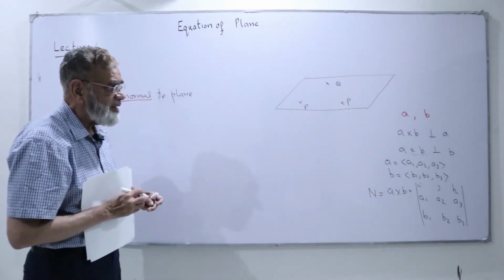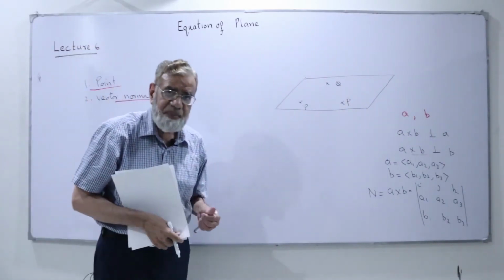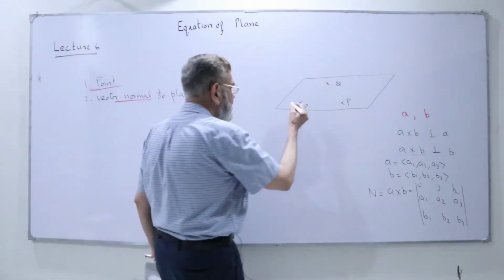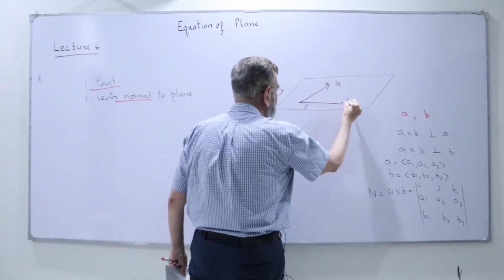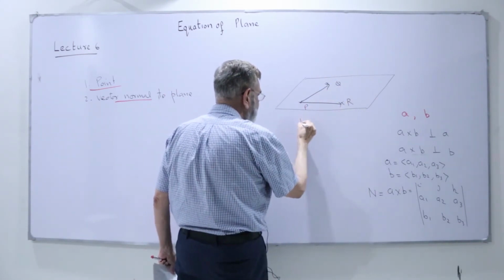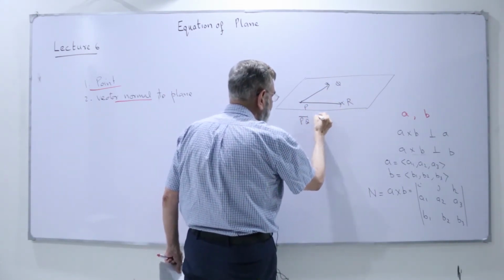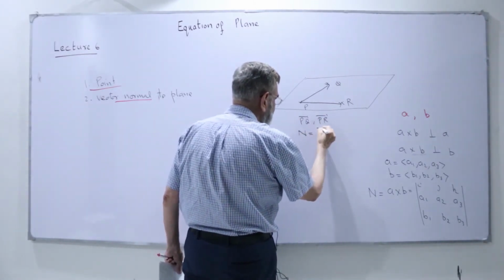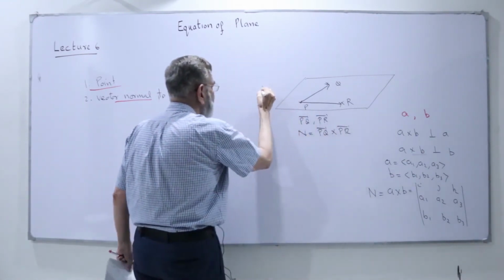What message does this give me? If we find two vectors in a plane and take their cross product, we get a normal to the plane. For example, with these three points we can write any two vectors. We can get the vector PQ and PR, both in the plane. Now I want to find the normal. My normal is PQ cross PR. That gives me the normal vector. So this is my case 1.